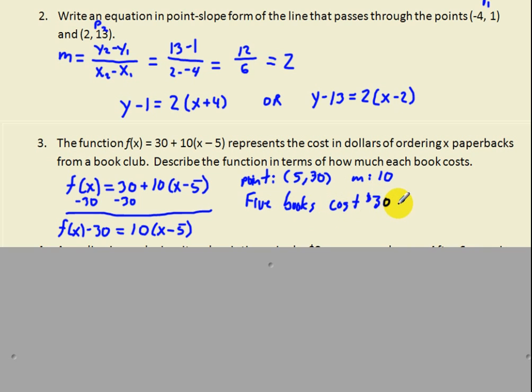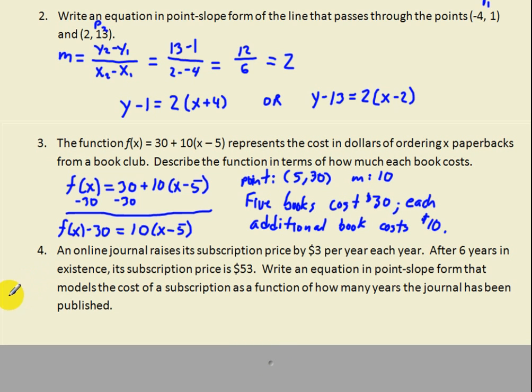And then the slope gives us our rate of change. So that tells us that each additional book, once you go past 5, each additional book costs that rate of change of $10. Okay, so this appears to be one of those deals where right off the bat you buy 5 books right away, you pay $30, and then each time you buy another book, it'll be $10 more.